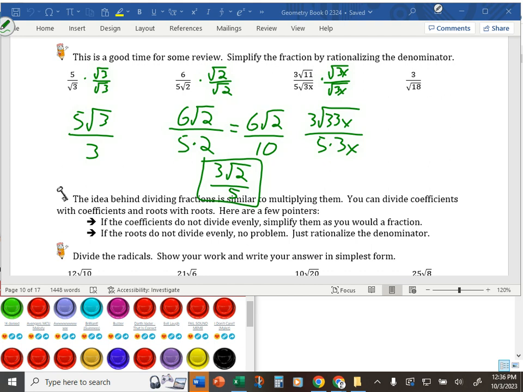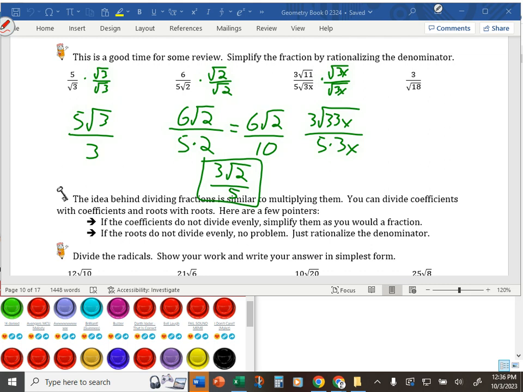Paisley? You can simplify it to be 3 111, with the 3 and the square root of 11x. What? No, because 3 and 11, neither of those are perfect squares. Oh, right. 111. Sorry. Yeah.